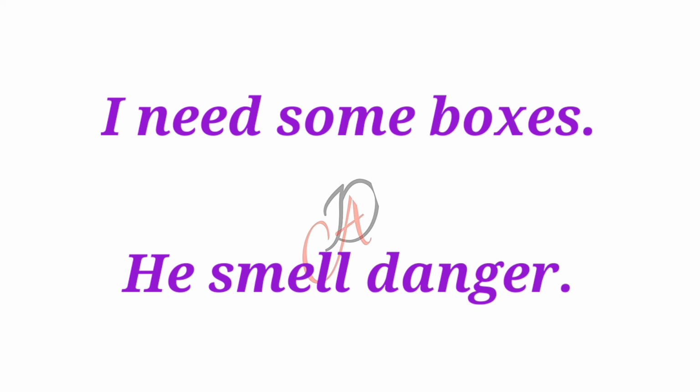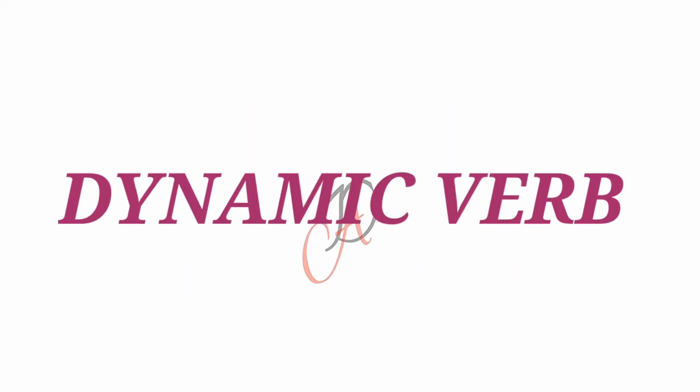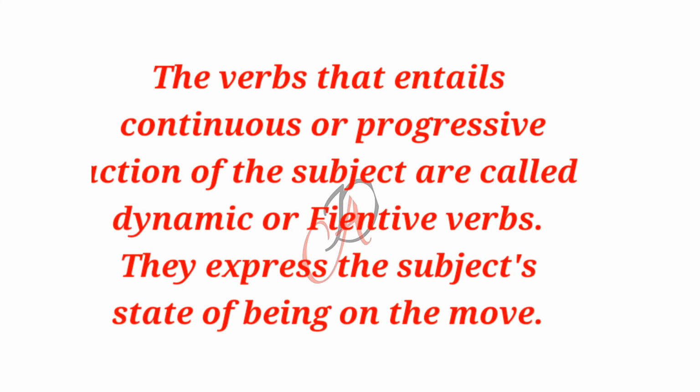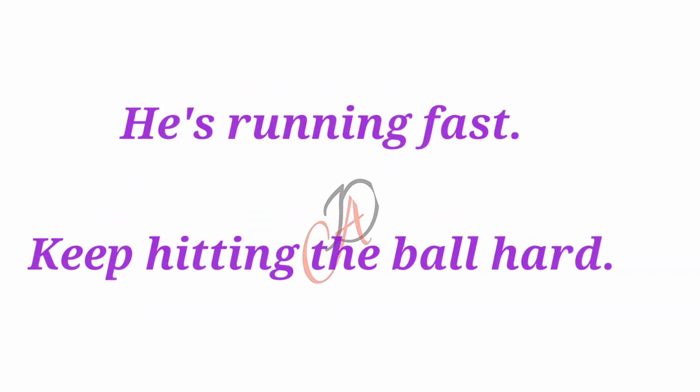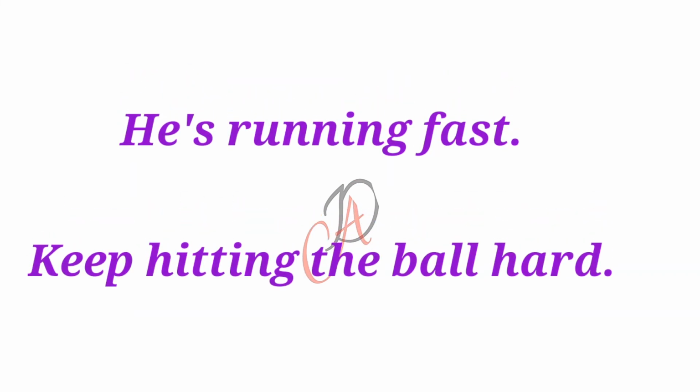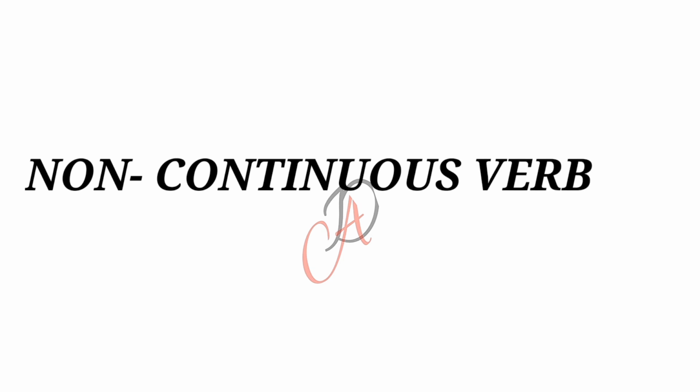The next type of verb is dynamic verb. The verbs that entail continuous or progressive action of the subject are called dynamic or finitive verbs. They express the subject's state of being on the move. For example, he is running fast. The next one, keep hitting the ball hard. In both the examples, running and hitting are the dynamic words because they express the subject being on the move.